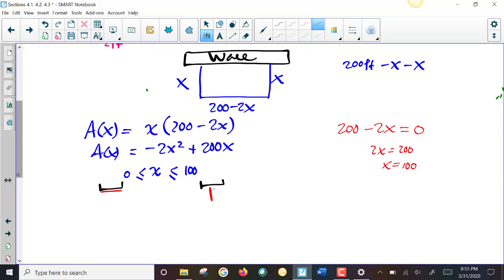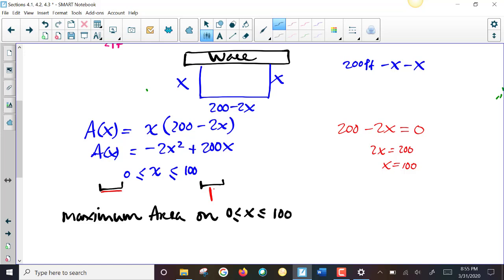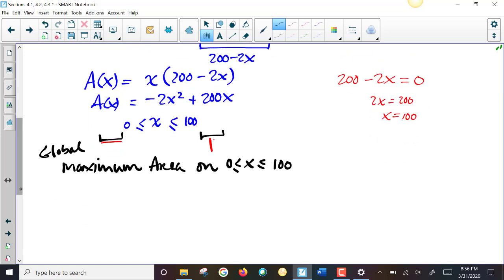All right, so we're looking for the maximum area. I want the maximum area on the interval 0 to 100. So I'm actually looking for the global maximum on a closed interval, which we've spent time in 4.3 doing. So that requires that we need the derivative, and then we evaluate at the critical points and the end points.